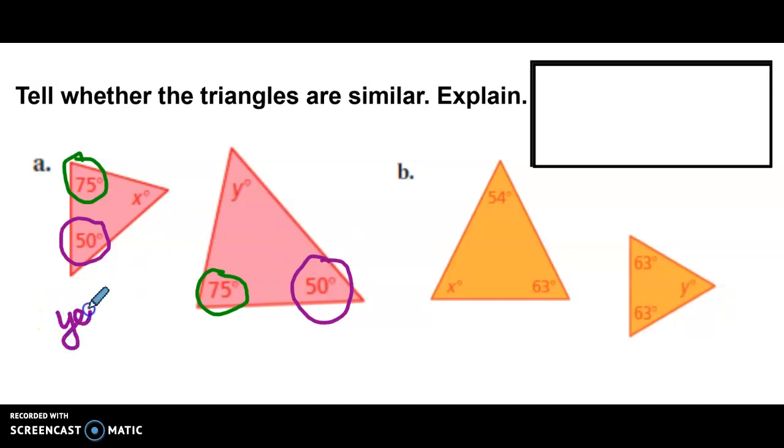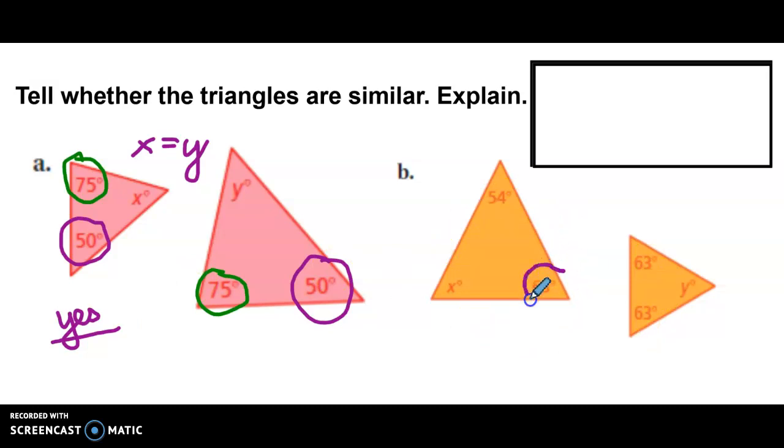Yes, they are similar. I don't have to do anything else. As it turns out, x is going to equal y, but I don't actually have to show that. As soon as I've shown that two pairs of angles, the 50 and the 75, are the same, then yes, these triangles are similar. So for the pink ones, it was really very easy. Let's go ahead and look at these orange triangles.